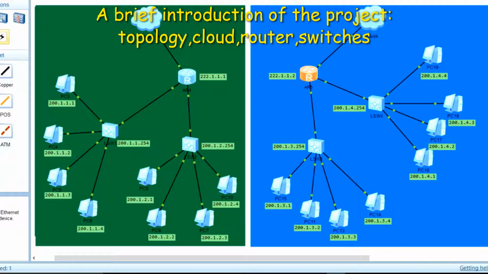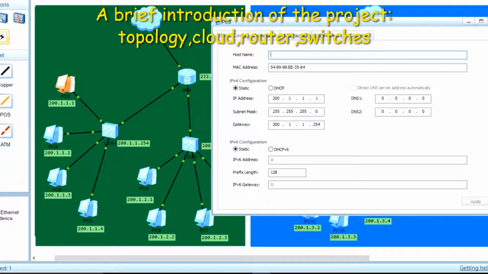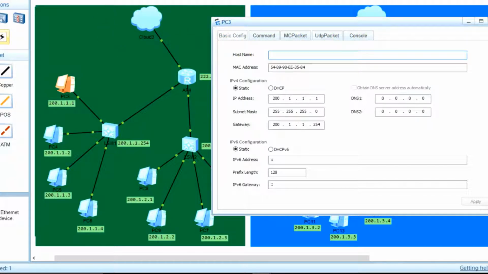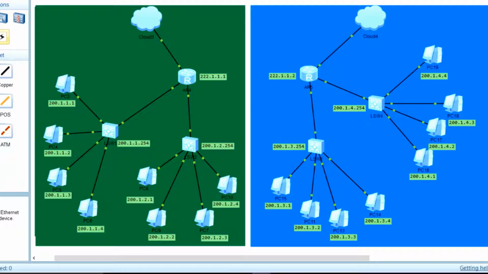Let's talk about the configuration of the PCs first. This is the basic configuration. We have configured the IP address, the subnet mask and the gateway, which will be the IP address of the switch over here. This configuration has been made for the rest of the PCs.